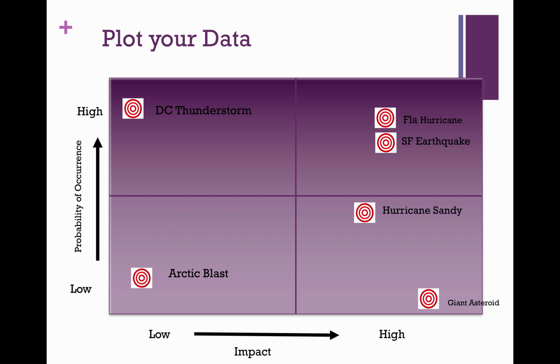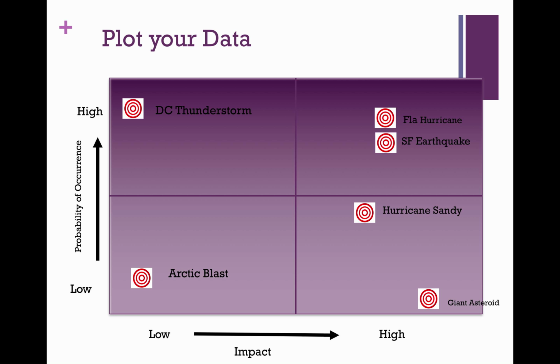To give you a couple examples, in Washington, D.C., we have thunderstorms all the time, especially in spring. As you can see, I placed it high up on the probability of occurrence, near the top. But at the same time, a thunderstorm in D.C. might slow traffic down. It might take down a tree or two. But generally it passes and no one thinks twice about it. So it's a pretty low impact event. That's why it's in that quadrant.